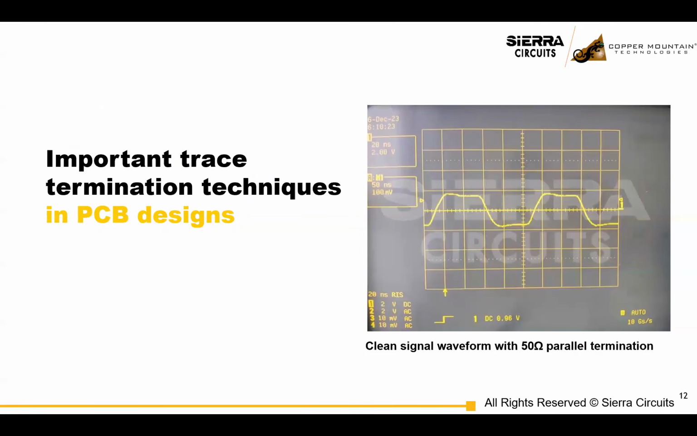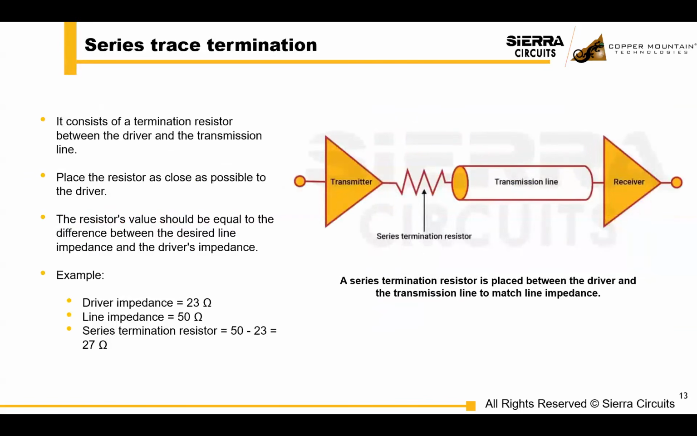So we'll talk about some possible ways to terminate. You want to do a series trace termination. You can place your terminating resistors between the driver and the transmission line, and the resistor is placed as close to the driver's side as possible. And then there are a couple more rules of thumb here for a series trace termination.